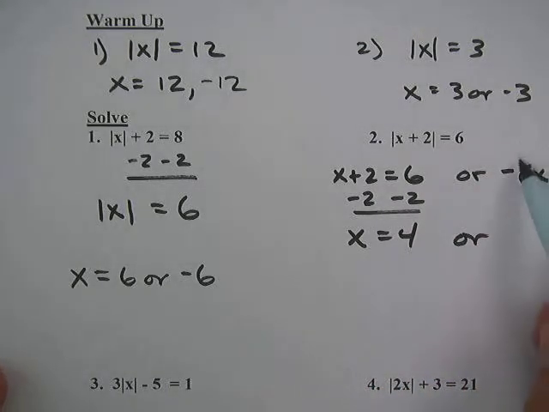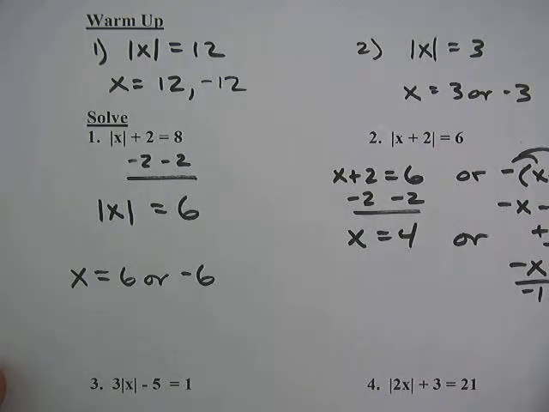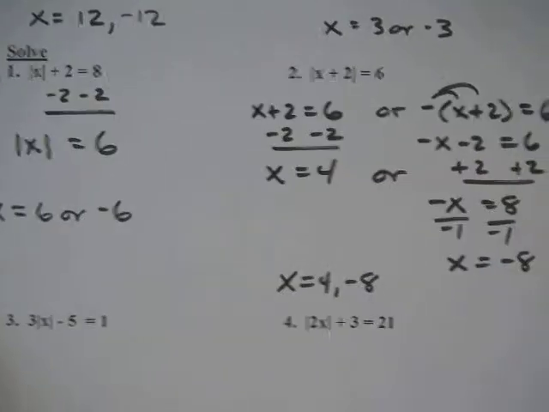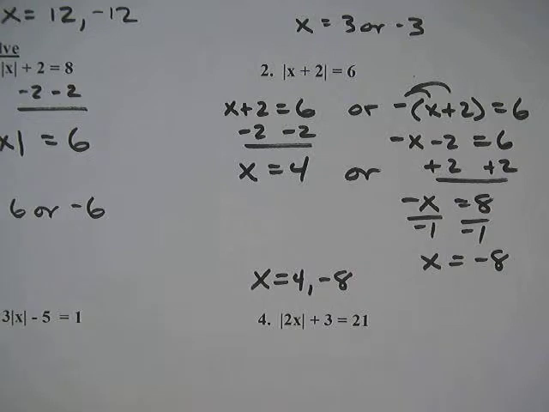So we're going to say x is equal to 4, or, now this one's going to take a little more effort, you have to distribute: -x minus 2 equals 6. I would add 2, so -x is equal to 8. And then divide by -1, so x is equal to -8. So our two answers are x is equal to 4 and -8.